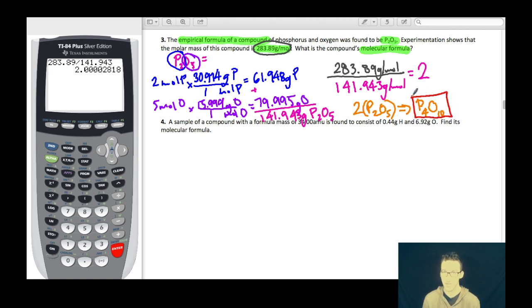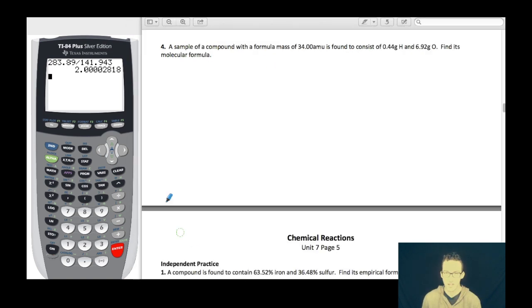Again, keep in mind, molecular formula is the true or actual ratio of moles of the elements in the compound, while empirical is the smallest. So P2O5 is the smallest ratio, but P4O10 is what it actually is. And if you're unsure, you can always check. Add together 4 moles of phosphorus and 10 moles of oxygen and see if you don't get 283.89. You do.